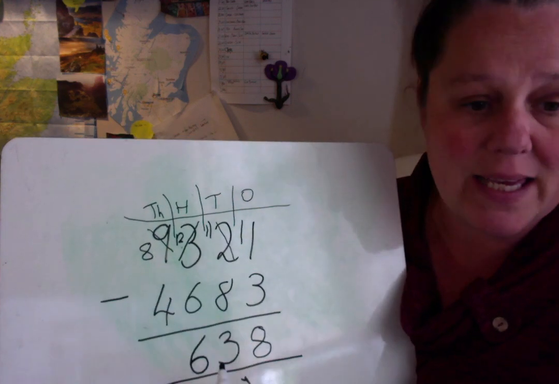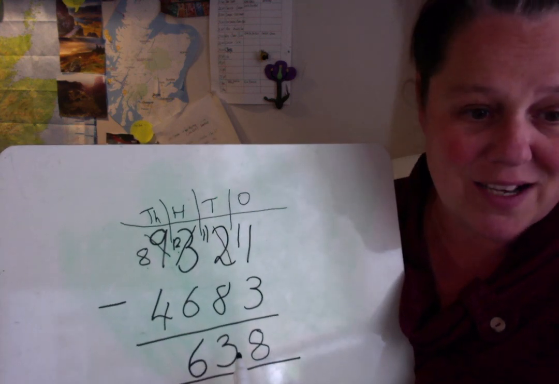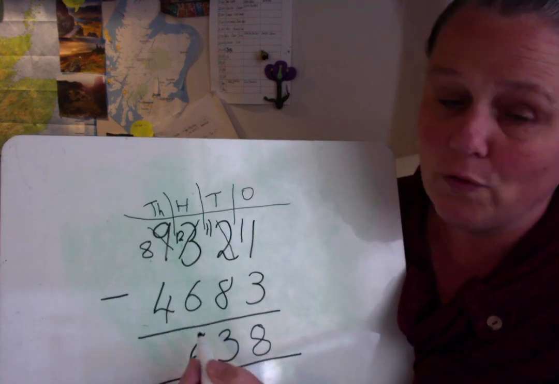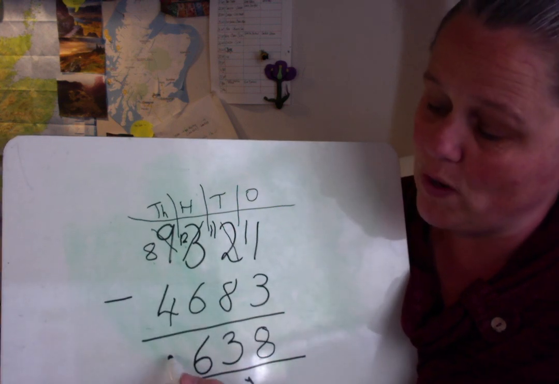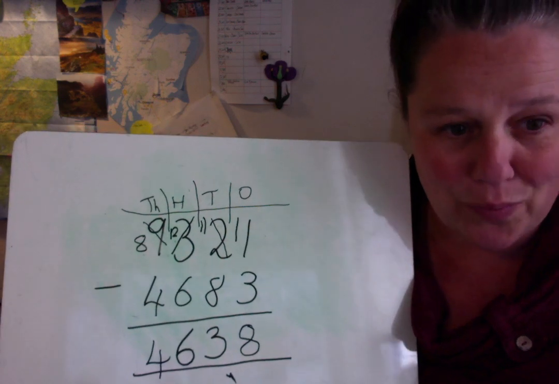Now finally, we can stop exchanging. We have 8 subtract 4. Again, that's our number knowledge of doubles. So I know 4 and 4 is 8, so 8 take away 4 is 4. And we have the answer to our problem here.